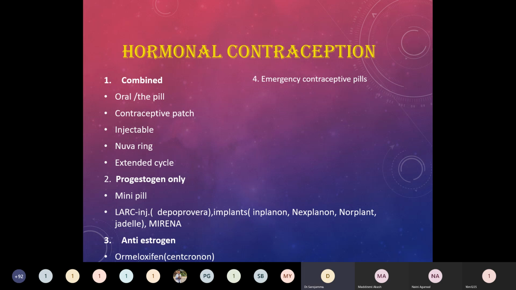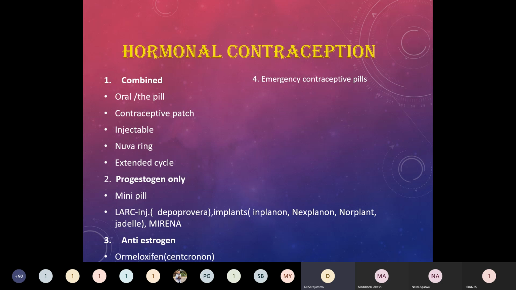Coming to the preparations available, these hormonal preparations can be used either as a combined form or as progesterone-only formulations. The commonly used ones are combined. We have oral types, and it is available as a contraceptive patch and injectable, and a newer ring, which is also a combined estrogen-progesterone formulation. Progesterone-only preparations are mini pills and injectables, and these methods are used as emergency contraceptive pills also.